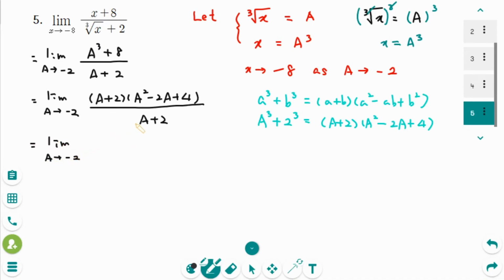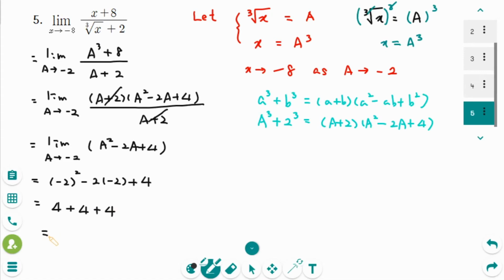Then cancel the common factor. So a squared minus 2a plus 4. Then put minus 2 into a: minus 2 squared minus 2 times minus 2 plus 4. So minus 2 squared means 4. Minus 2 times minus 2, which is plus 4. Then another plus 4. So the answer is 12.